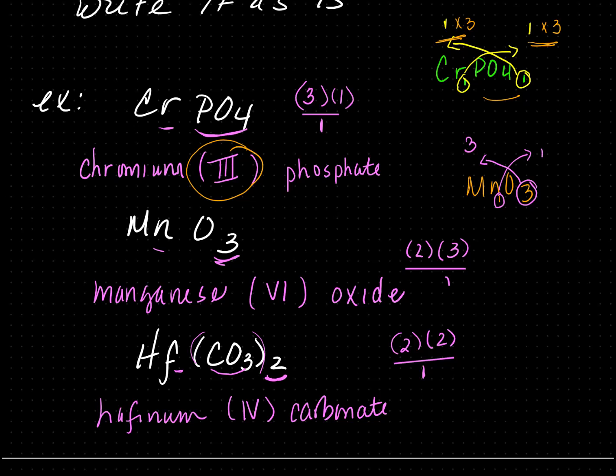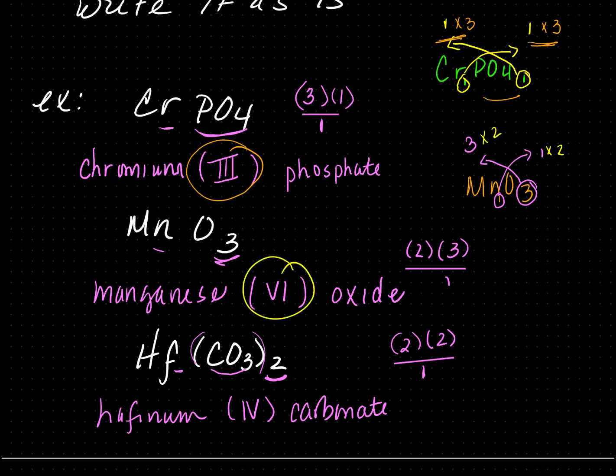So now we have to double check the polyatomic or the nonmetal. The charge of oxygen is not 1. The charge of oxygen is 2. So that means I need to multiply the 1 by 2. So that also means I need to multiply the 3 times 2. So the charge of manganese is actually 6, just like we have here.